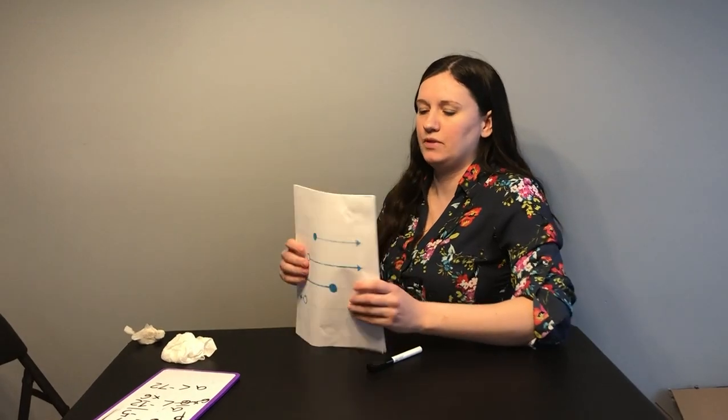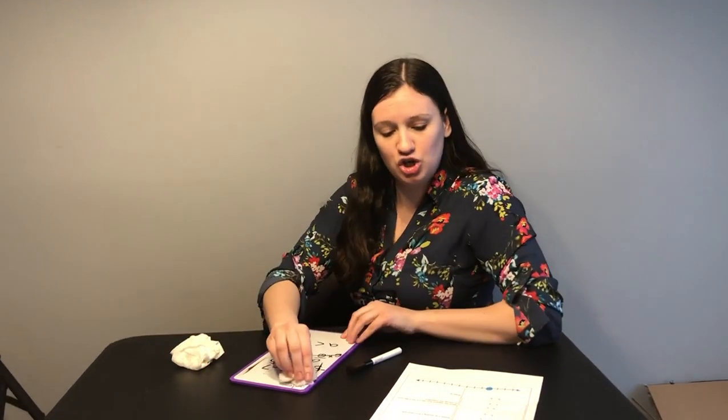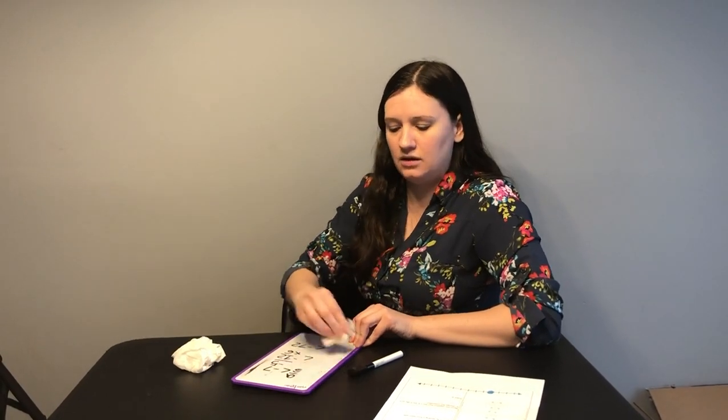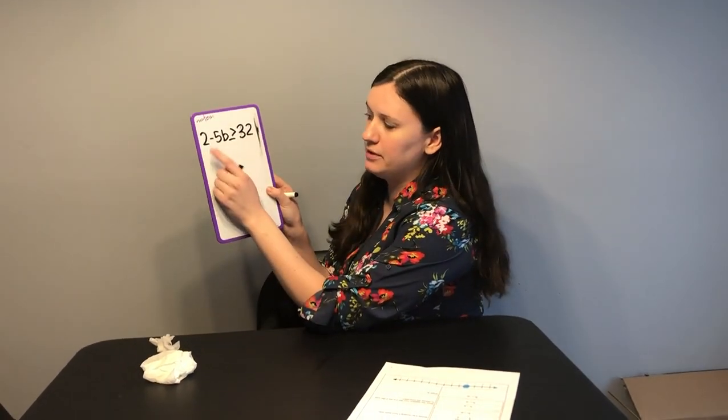Okay. Example number 3. It is 2 minus 5b is greater than or equal to 32. So let's write that down. So what are the two things stopping b from being by itself? The 2 and the negative 5. Let's deal with that 2 first.